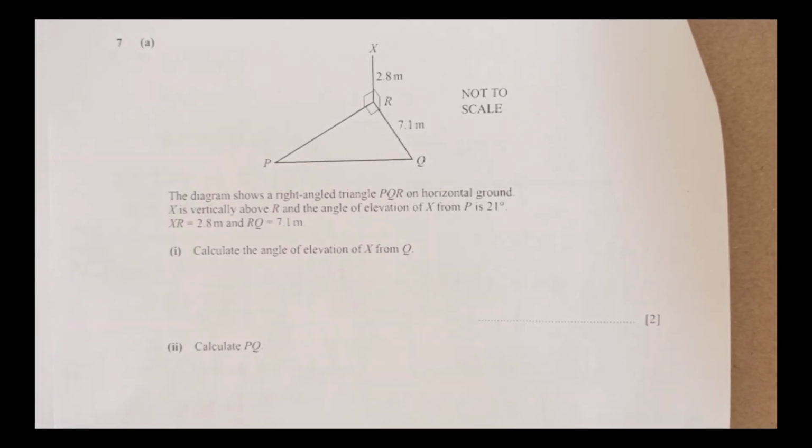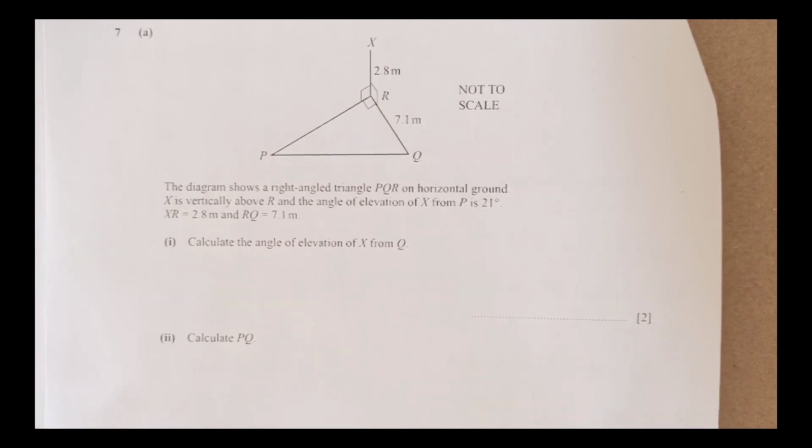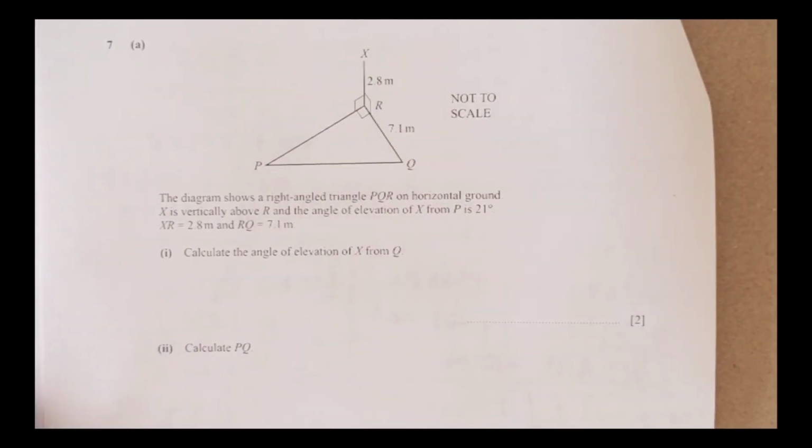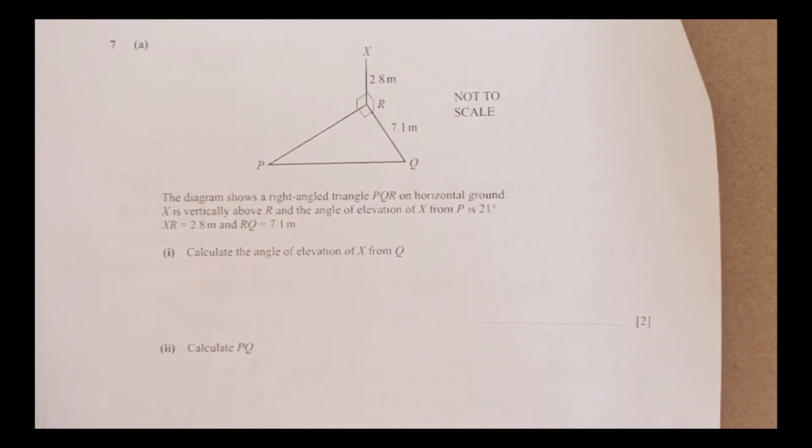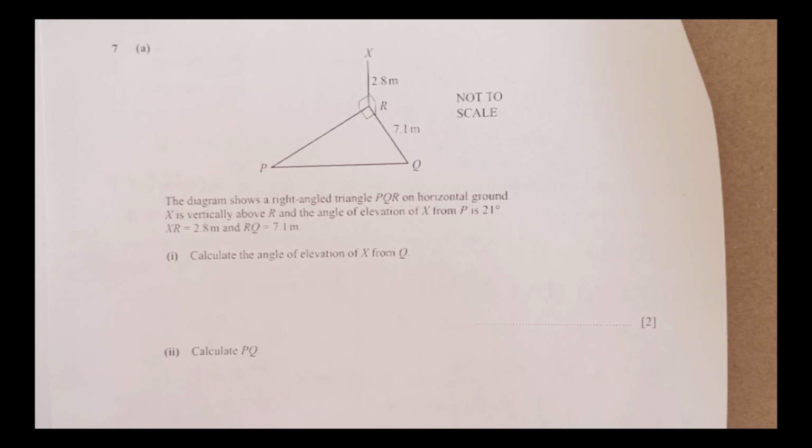This is the second part of Cambridge IGCSE October-November 2023 paper 4. So in the first video we did questions 1 to 6. In this video we are going to do the remaining questions.